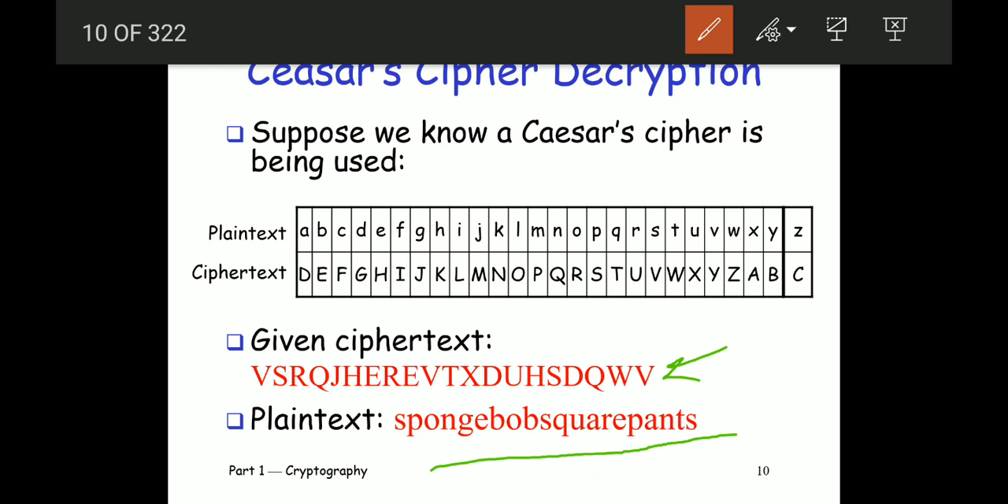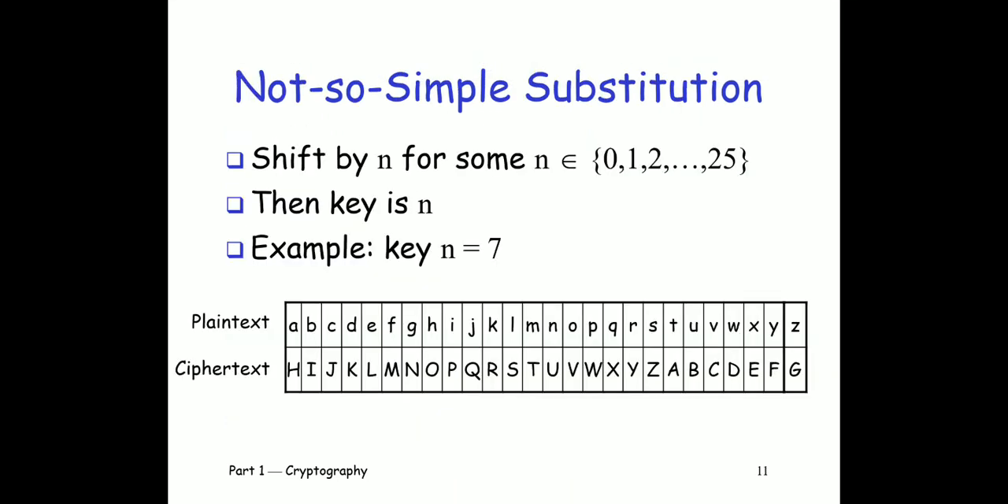Okay, so then moving on to the next one, that is the not-so-simple substitution. How exactly does this not-so-simple substitution cipher work?